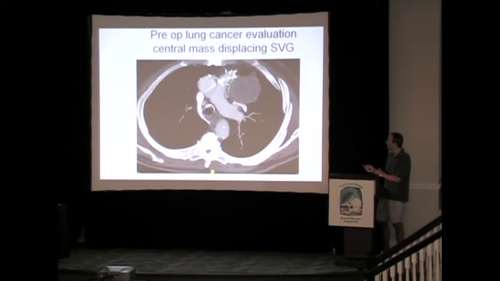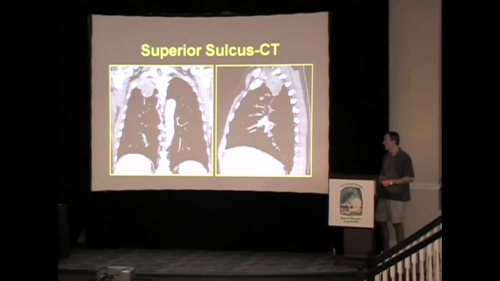This is an example of a patient's saphenous vein graft, and you can see the relationship to this large central lung cancer. Now, MRI is a preferred method for preoperative evaluation of superior sulcus lesions, particularly because of its superb ability to look at the brachial plexus.